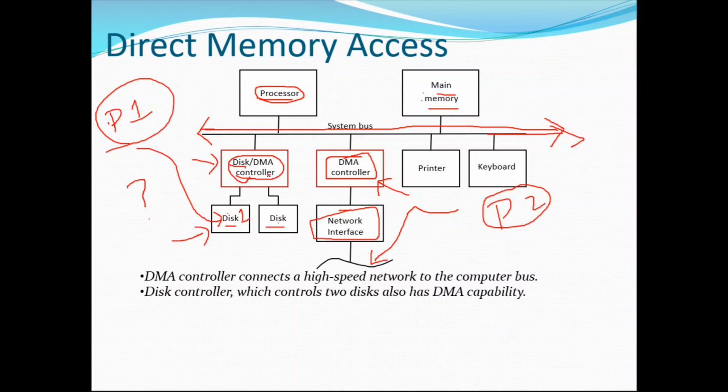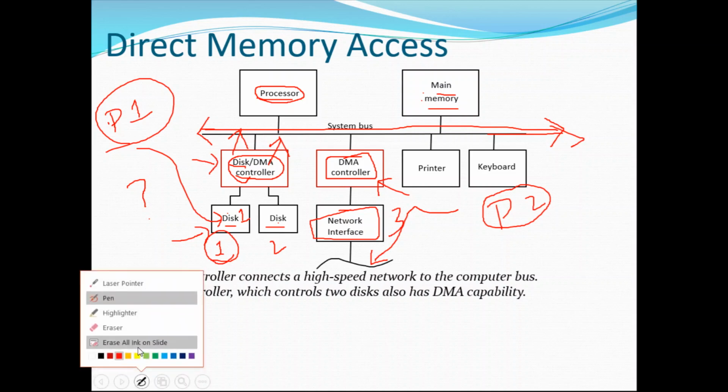For different DMA controllers or different IO devices, there will be some priority. Say, for example, this has priority 1, this has priority 2, and this has priority 3. Say the lower the number, the higher the priority. In that case, the bus will be given to this DMA controller, and this DMA controller has to wait. Once this IO operation is completed, this DMA controller will give an interrupt to the processor. After that, the bus may be given to the next DMA controller, right?